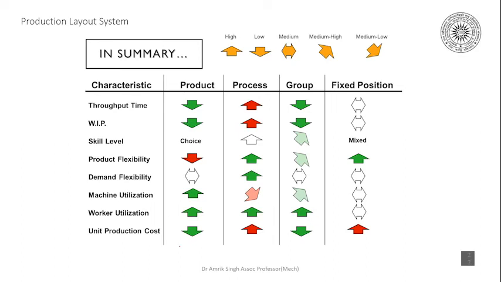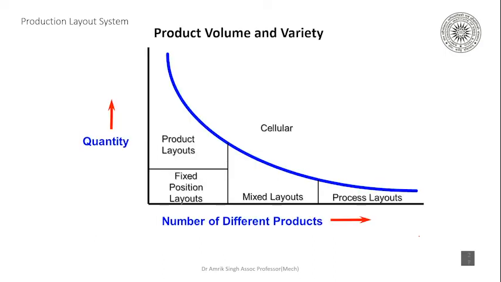Okay. And unit production cost. So it is low in the case of the product type of layout. It is high in the case of process type. Again, it is low in the group type and fixed position. So this way you can compare all the four types of the production layouts.